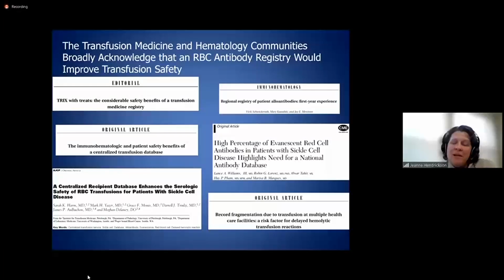There have been a couple of localized antibody registries in the United States. There's been one successful antibody registry outside the United States that's been in existence for about 10 years now, called the TRIX registry in the Netherlands. It has been shown to, or is predicted to, decrease the likelihood of delayed hemolytic transfusion reactions by about 50%.